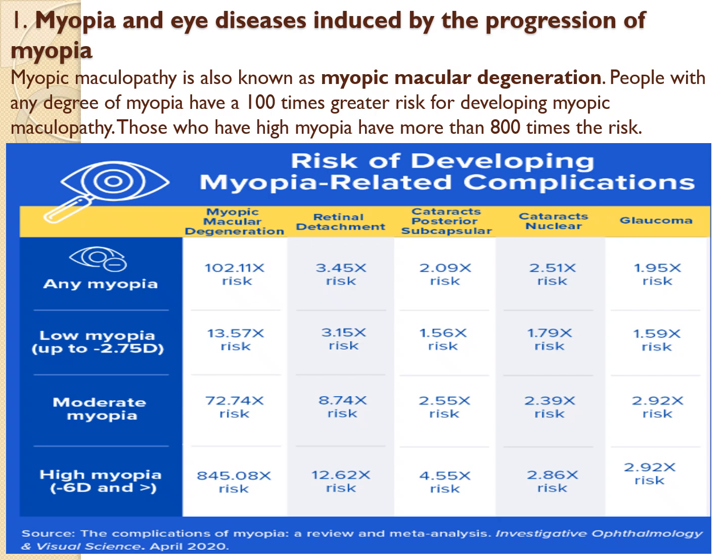Myopic maculopathy is also known as myopic macular degeneration. People with any degree of myopia have a 100 times greater risk for developing myopic maculopathy. Those who have high myopia have more than 800 times the risk.